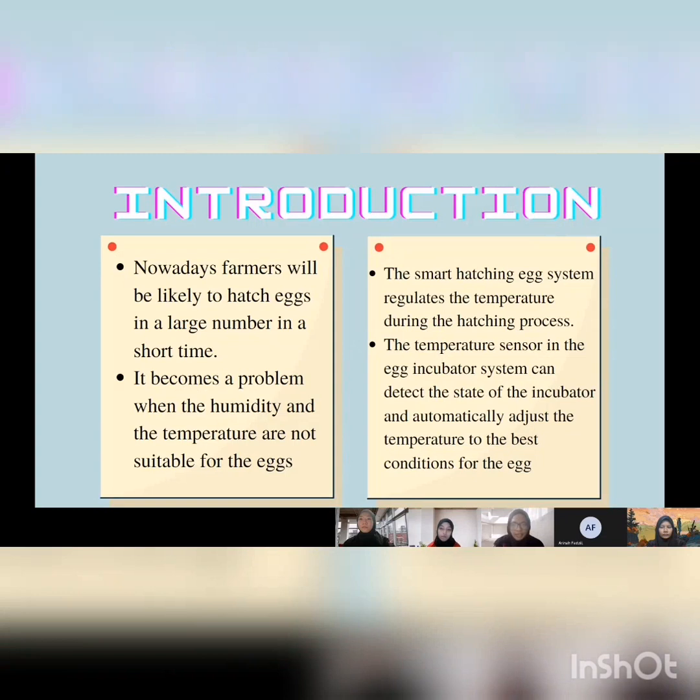Okay, I will do the introduction for our project. As we know, nowadays farmers are likely to hatch eggs in a large number in a short time. It becomes a problem when the humidity and the temperature are not suitable for the eggs. When the temperature is too high, the embryos will die because of the improper incubation temperature. The smart hatching egg system regulates the temperature during the hatching process. The temperature sensor in the egg incubator system can detect the state of the incubator and automatically adjust the temperature to the best condition for the egg.